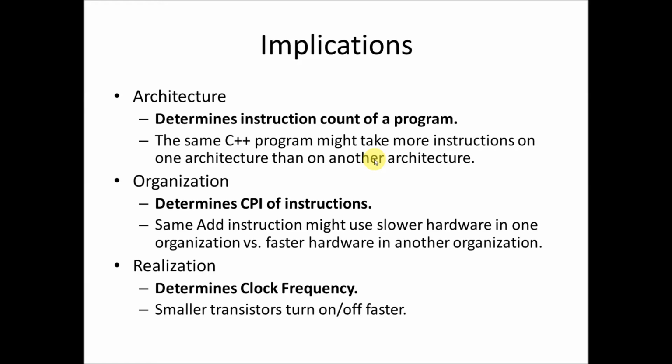And the realization determines the clock frequency. Basically, the take-home here is that a smaller transistor or a higher technology transistor will turn on or off faster, which allows us to change the clock frequency. And that all goes into the execution time equation and determines how long a program will run on different architectures with different organizations and different realizations.